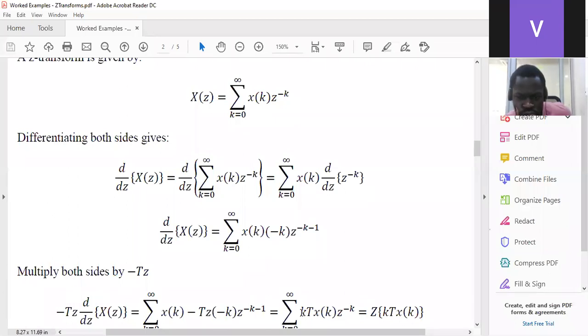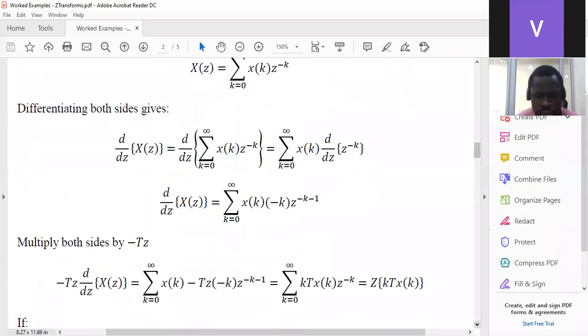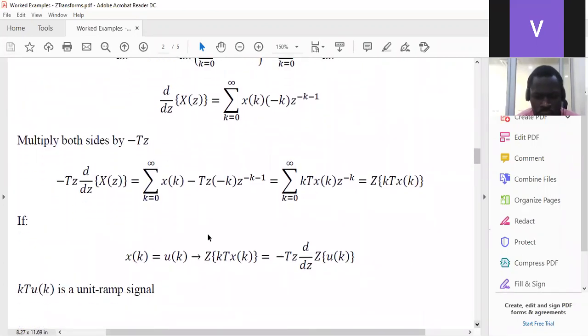So that means that when you multiply the differentiation of x of z, then you multiply it by minus tz, you are going to get the z transform of the unit ramp. So that's the reason why. So I actually explained this because of the question.